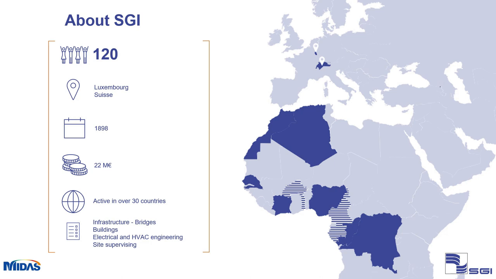In my opinion, SGI's strength is the ability to cover different fields of competencies with different clusters. In terms of design skills, SGI gathers electrical, HVAC, buildings, infrastructure, and of course, bridge engineers. SGI also regroups bridge inspectors and construction site supervising. All these competencies and our ability to exchange views together is, in my opinion, the reason this company is efficient for multitask projects.